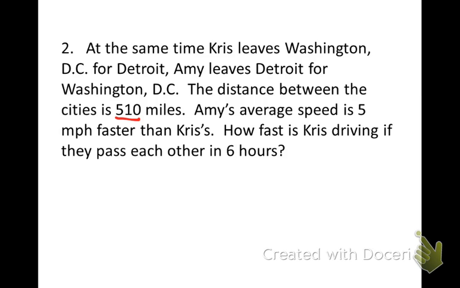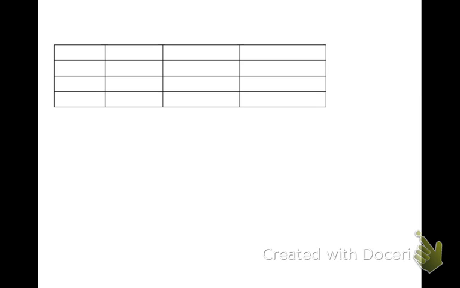So again, we're going to have to pull out the information we need and put it in our table here. The top of the table again is pretty easy. Rate times time equals distance. And Amy was one of our people, and Chris was the other person we're dealing with. Same time, Amy leaves for Washington, D.C., and Amy's average speed is 5 kilometers faster than Chris's. So if Chris's is x, Amy's is x plus 5. So that's how they're related.